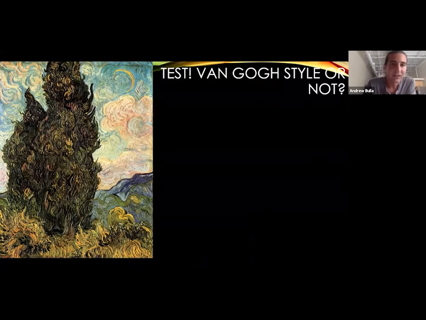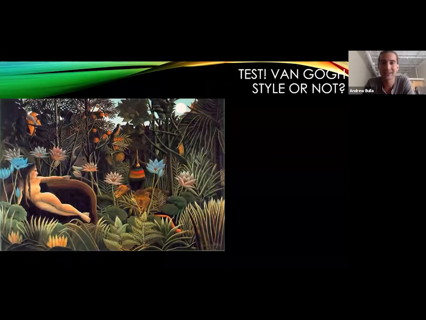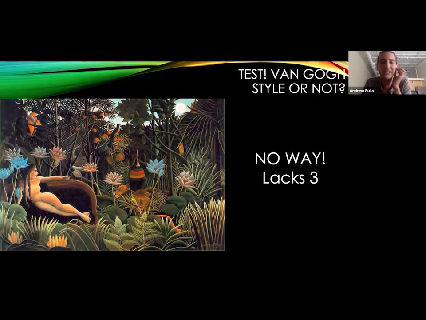So let's take a look. So I want you to pause this video and tell me, is this an example of Van Gogh style? Absolutely. There's darkly outlined figures, right? Brushstrokes energized, intense tones. Is this an example of Van Gogh style? No way, it lacks critical feature 3. I don't see any energized brushstrokes.